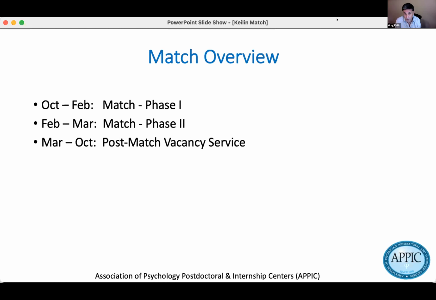And then the third step is called the post-match vacancy service, and that's where we are right now. We have listings of positions that are open. We have students who are still looking. That is more of a bulletin board type of service where sites post announcements of vacancies and students apply. This year was through the APPIC, and then instead of a match, it's the much more traditional offers get made and are accepted or rejected by the student. So that's basically what those are about.